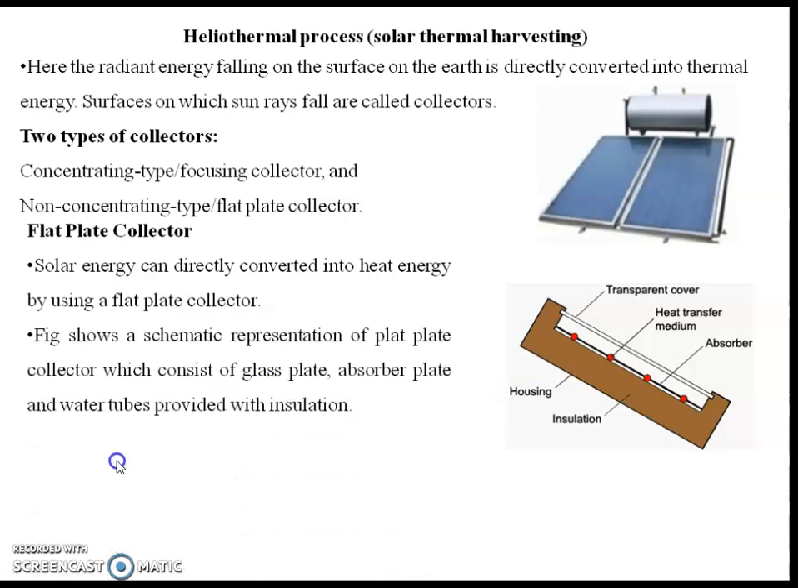The figure shows the schematic representation. It consists of the transparent cover, heat transfer medium, absorber, housing, as well as insulation. Apart from that, we have the heat transfer medium, which we also call fluid passage tubes. These are some of the important components it should consist of.